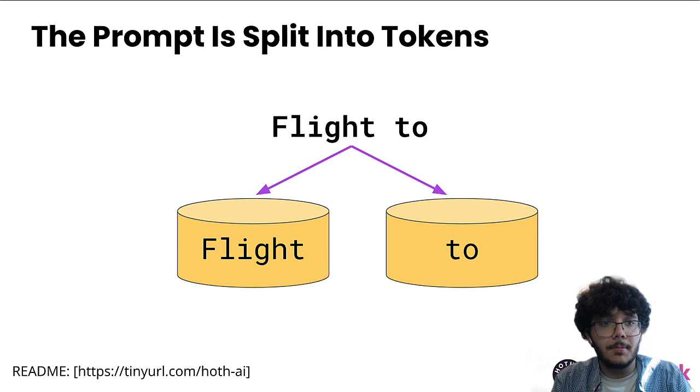First, the prompt is split up into tokens. This is actually called tokenization. Remember that a token is usually a word, but it can also be a part of a word. Here my prompt is split into two tokens, which are "flight" and "2."